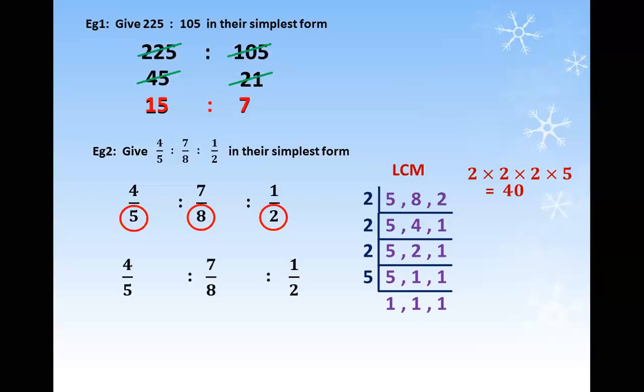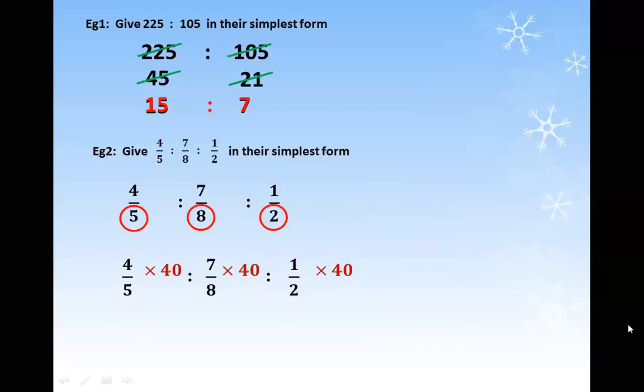The method I'm using here is to multiply each quantity by the LCM, 40. That will remove your denominators. 5 times 8 is 40, 8 times 5 is 40, and 2 times 20 is 40. There's no other common factor. So you multiply 4 by 8 to get 32, 7 by 5 to get 35, and 1 by 20 to get 20. So the answer comes to 32 to 35 to 20.